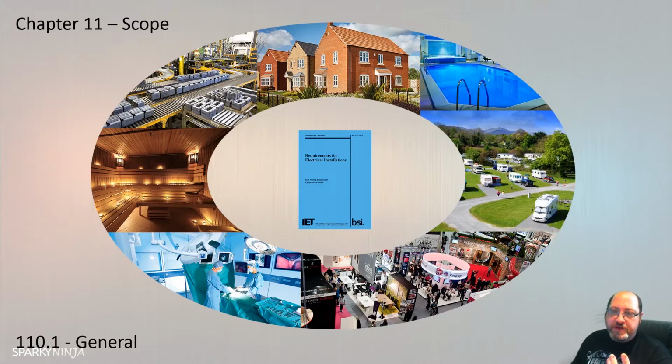So with regards to scope, we've got 110.1 general, and it just says regulations apply to the design, erection, and verification of installations such as those of, and then there's a long list. So we have residential, commercial, industrial, medical, prefabricated buildings, low voltage generating sets.